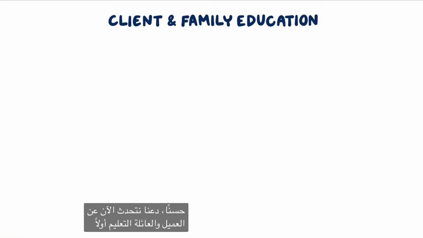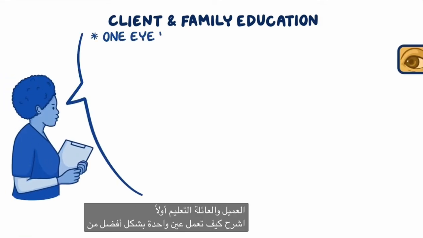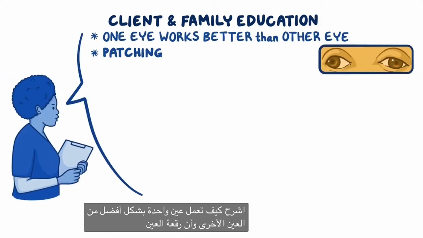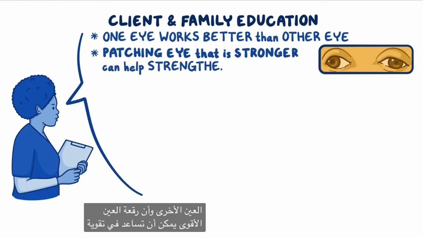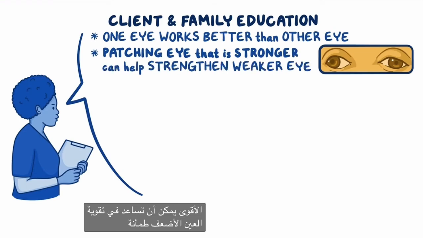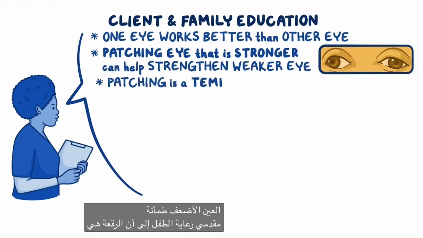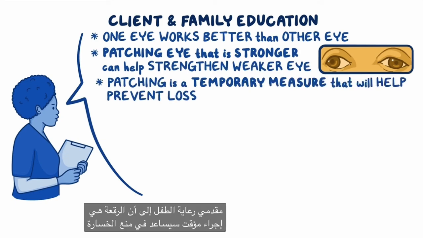Okay, now let's talk about client and family education. First, explain how one eye works better than the other eye and that patching the eye that is stronger can help strengthen the weaker eye. Reassure the child's caregivers that patching is a temporary measure that will help prevent loss of vision.